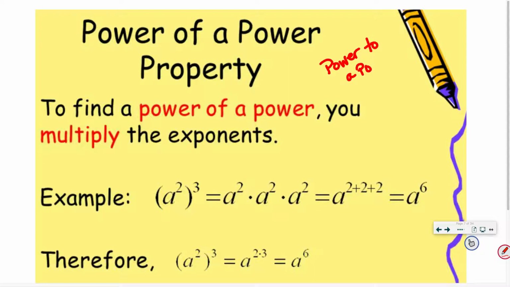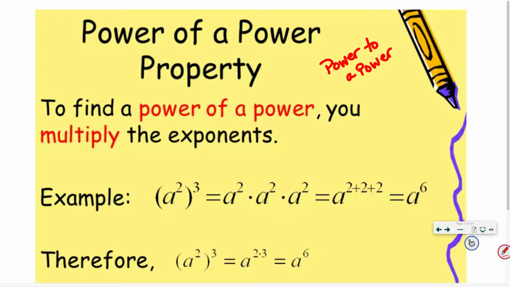Power to a power property. Power of a power, and really it's an exponent being raised to another exponent. So write this down in your notebook. This will be the third property, the third rule that we're learning, the power of a power property. To find a power of a power, you can multiply the exponents.